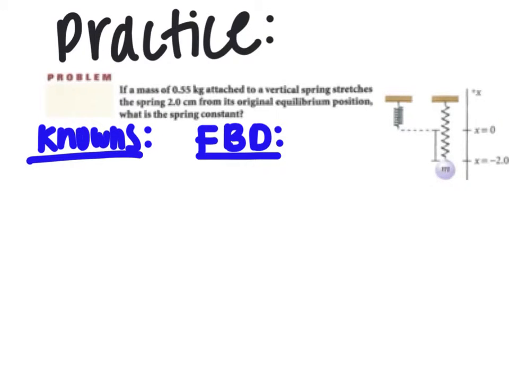So here's my practice problem: if a mass of 0.55 kilograms attached to a vertical spring stretches the spring 2 centimeters from its original equilibrium position, what is the spring constant? So right now, what I can tell you is that we are looking to find the spring constant in this equation. To start off, I'm going to write a knowns table and create a free body diagram.